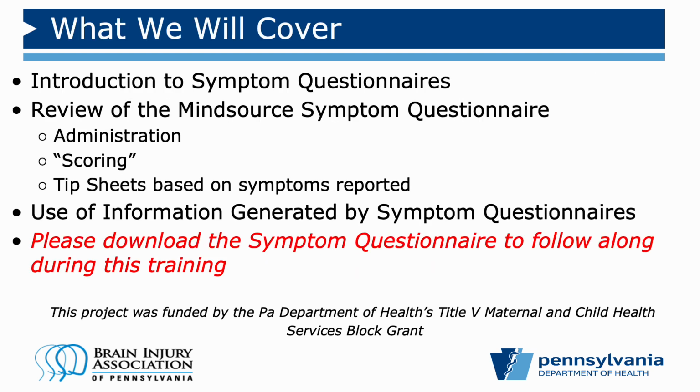In this training, we will cover the symptom questionnaire's administration, scoring, and use of information generated for future treatment. The MindSource Symptom Questionnaire is divided into 9 sections: memory concerns, delayed processing, attention problems, inhibition and impulsivity problems, physical sensory motor problems, language problems, organization problems, mental inflexibility, and emotional problems.